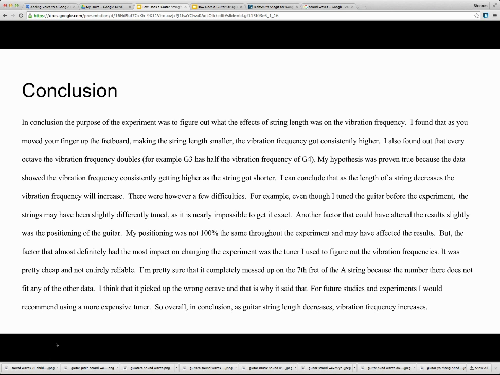There are some factors that could have slightly affected it. For example, if the tuner picked it up wrong, or if my position changed throughout the experiment, or it's also possible that the tuning could have gone down a little bit throughout the course of the experiment.